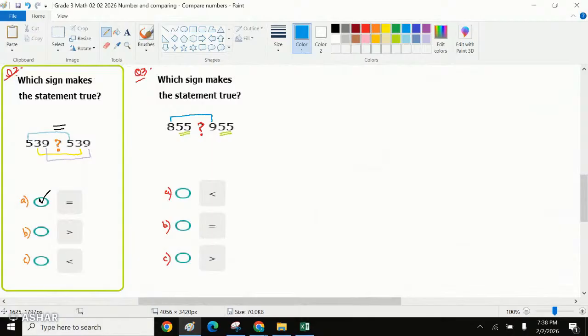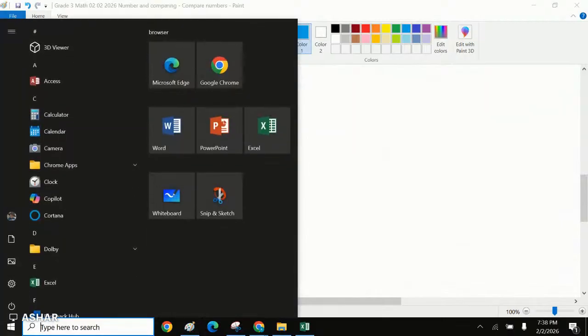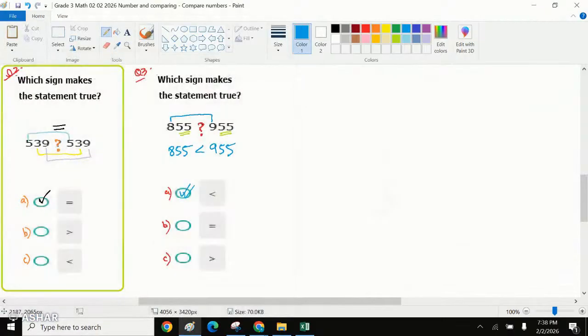In this statement, May's answer is option A. May is saying that 855 is less than 955, right? Do we agree? Thank you, May. Yes, option A is the correct. Option C is not correct. If we would swap the places, then option C is correct. If we would write this as 955 is greater than 855, but this was not the given question. The given question was this. So we need to find as per the given question, okay? Thank you. Okay, moving ahead with the next.